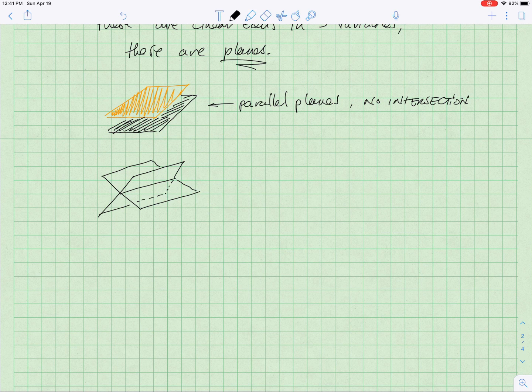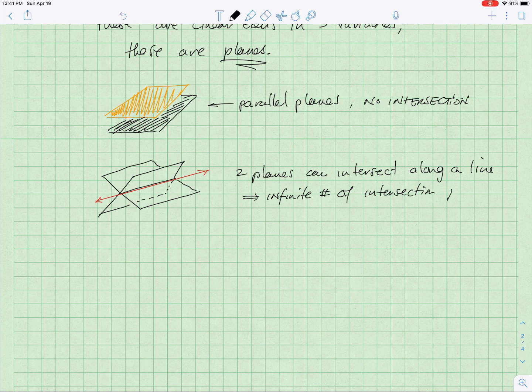Here's two planes. And they're going to intersect along this common line here. So this is like a revolving door. Well, yeah, and this is its axis of rotation, if you will. So change the color back here. Two planes can intersect along a line, which means that they have an infinite number of intersection points, which will translate to an infinite number of solutions.